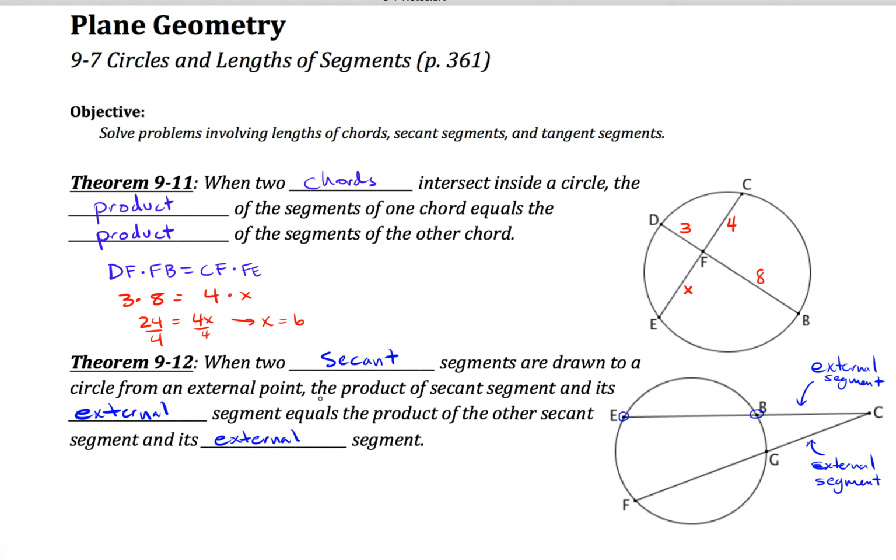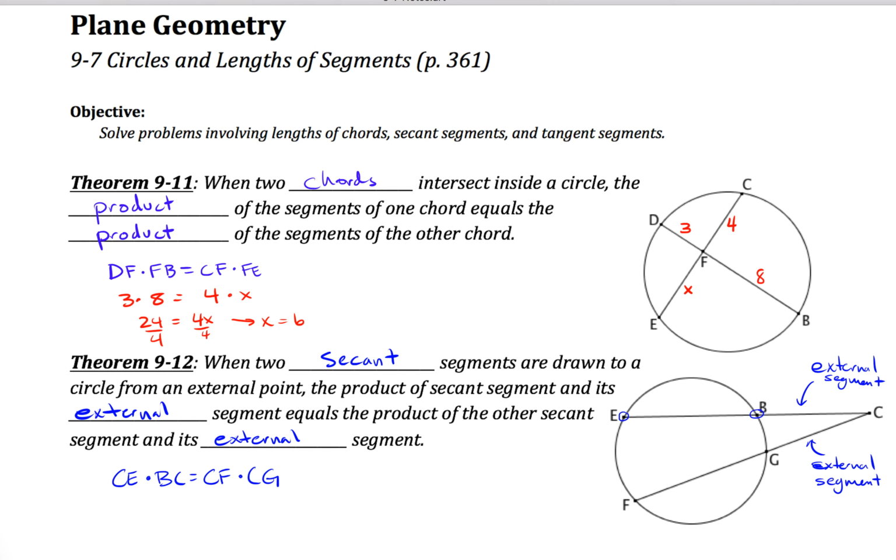So what is this theorem telling us about this picture? Well, it tells us that if I take the whole secant segment, so it would be CE, and I multiply it times the length of just the external part, BC, I can do the same thing with the other secant segment. I can take its entire length, or CF, and multiply it by just the external part, CG, and these two products should be the same.